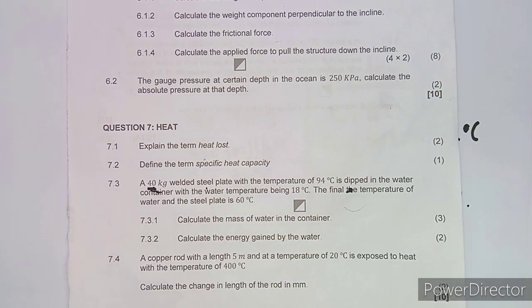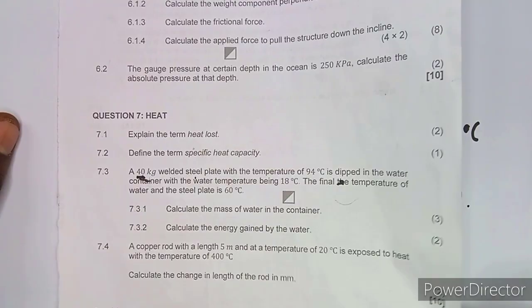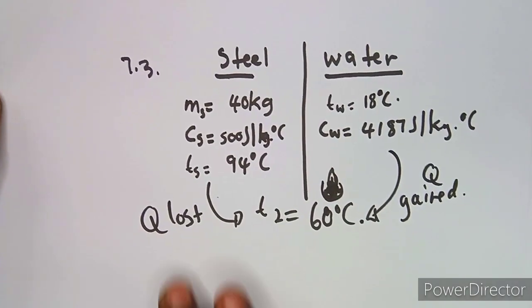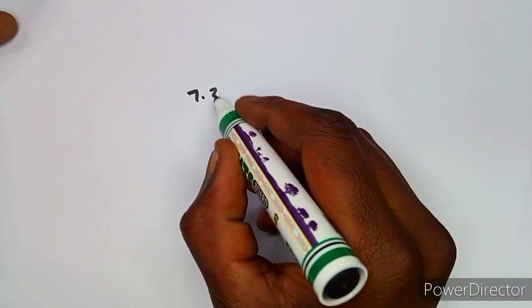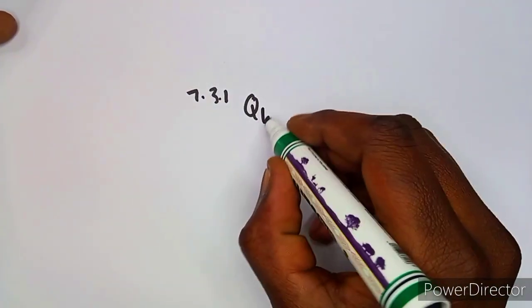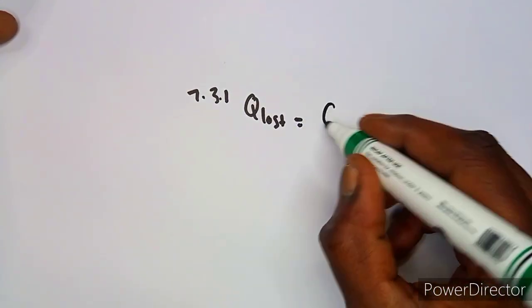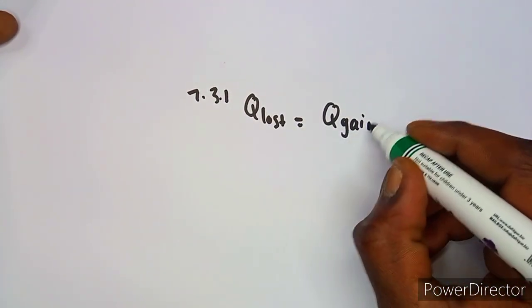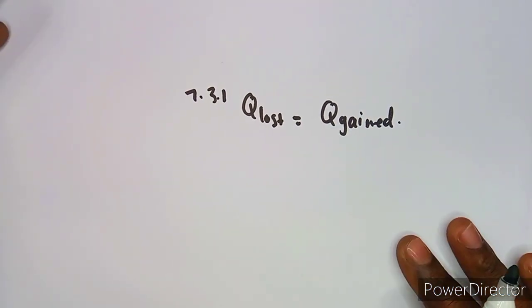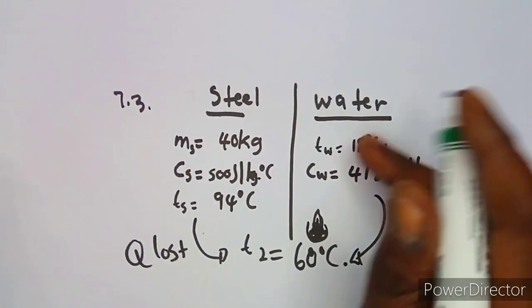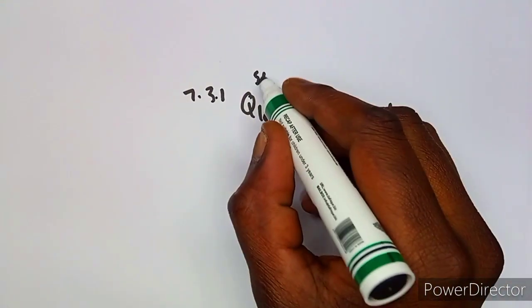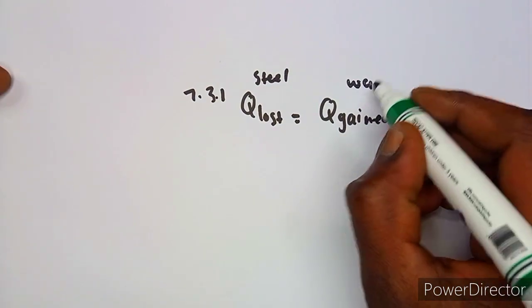mass of water in the container. For the mass of water in the container, we're going to use the relationship between the heat lost and the heat gained, that they are equal. So this is going to be 7.31, where we are saying that heat lost will be equal to the heat gained. Now it's easier for us, because what lost heat is the steel, and what gained is the water. So we've got the steel here, and the water here.